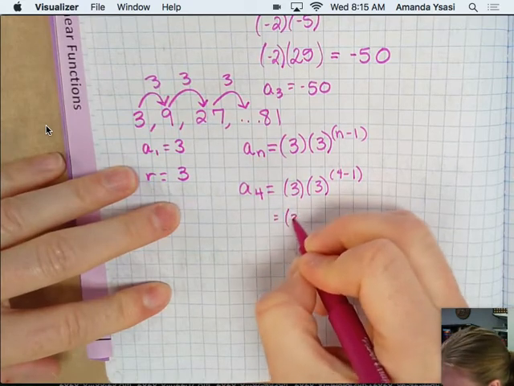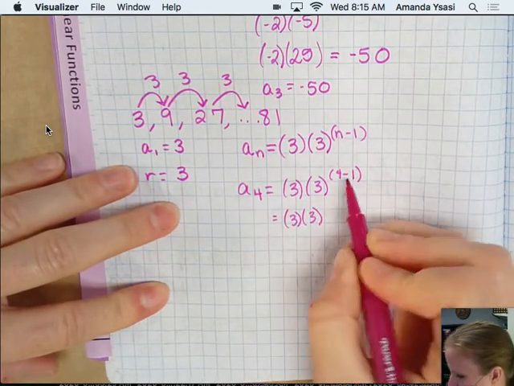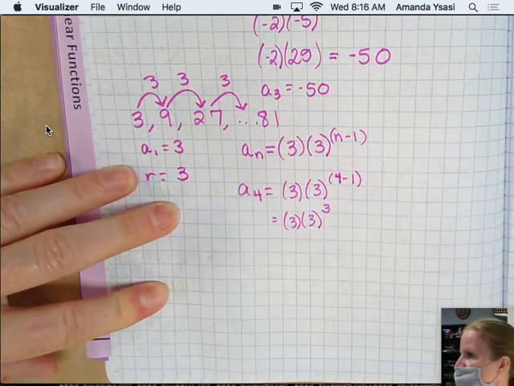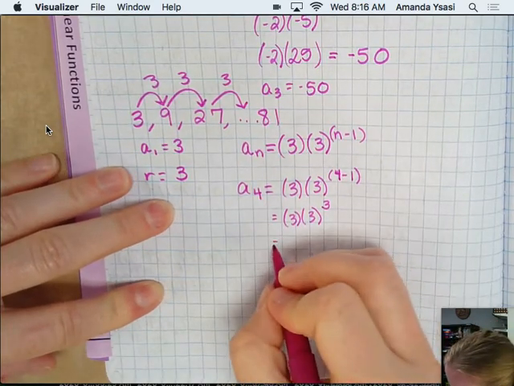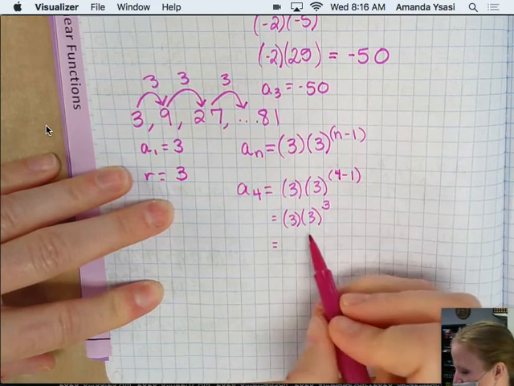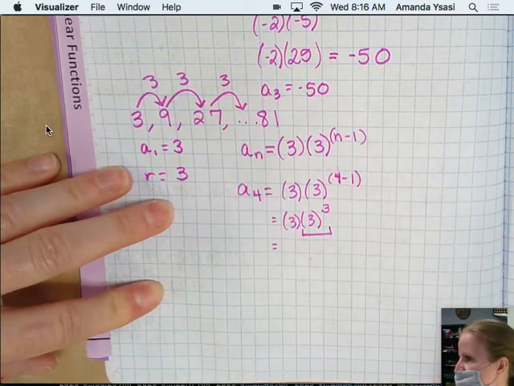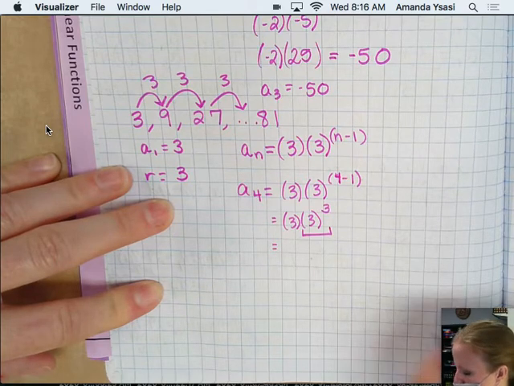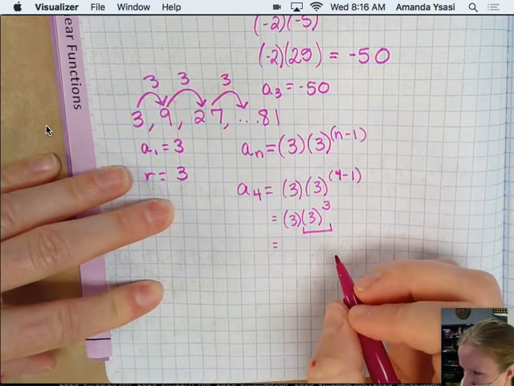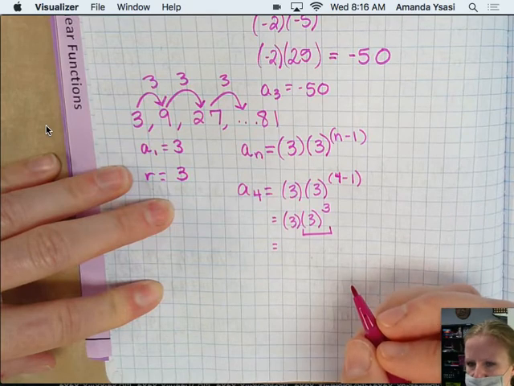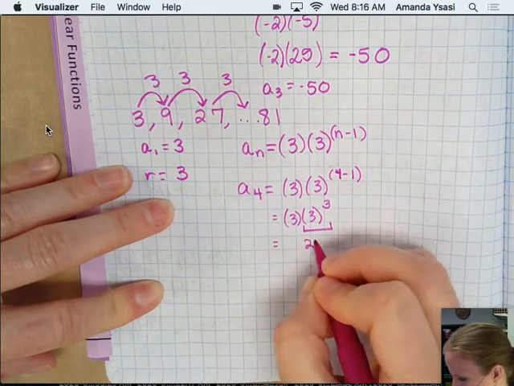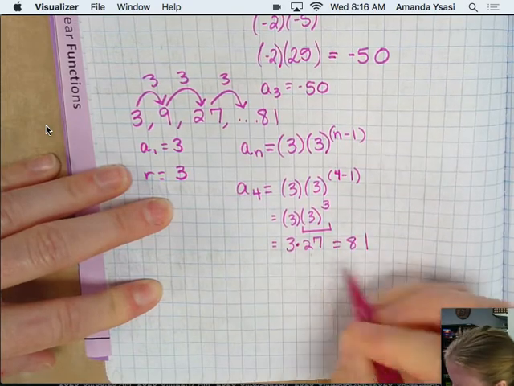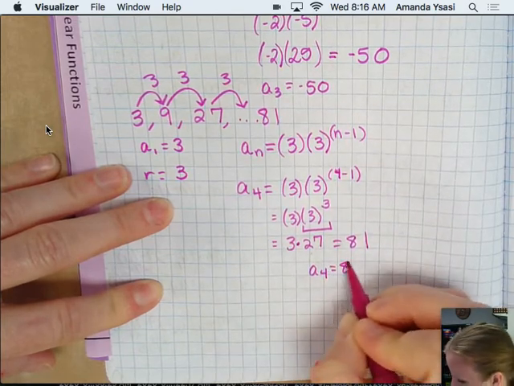So this would still be 3 times 3, because we do the exponents first. 4 minus 1. That's a bunch of 3's. And we do exponent first, so we've got to do 3 cubed. What's 3 times 3 times 3? 27. Times 3? 81. So our A4 equals 81.